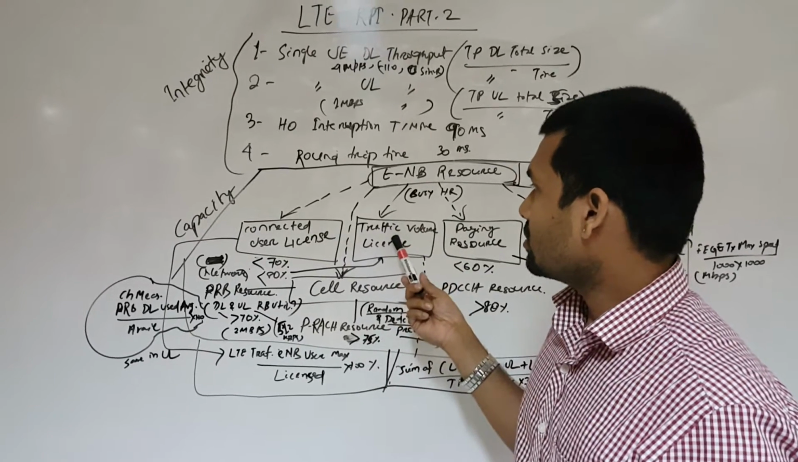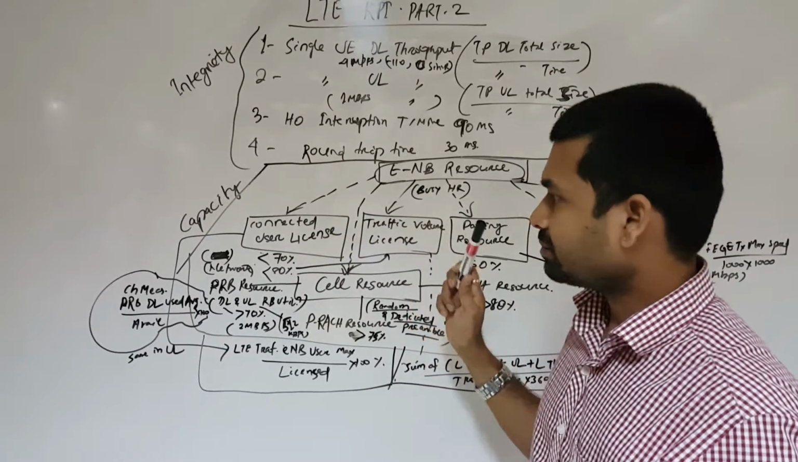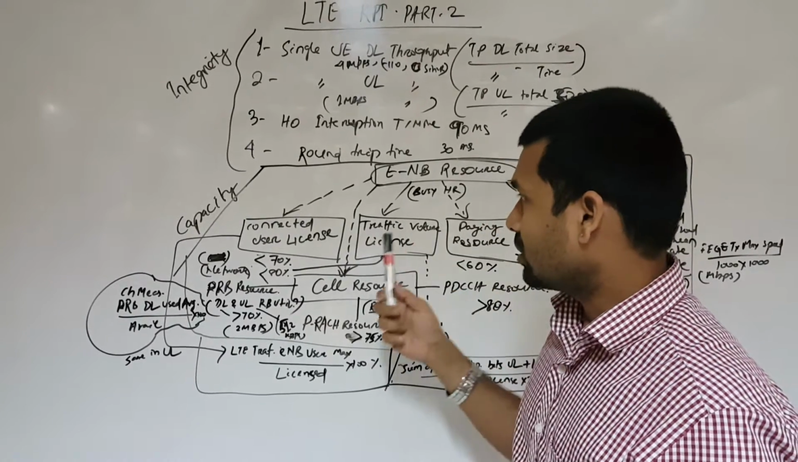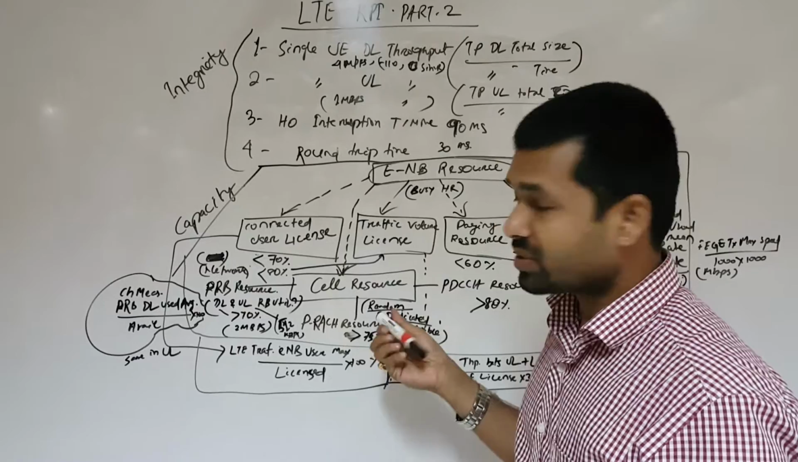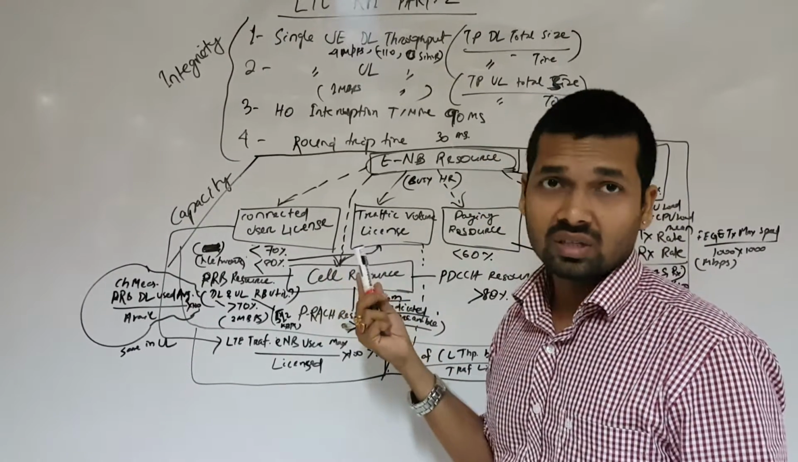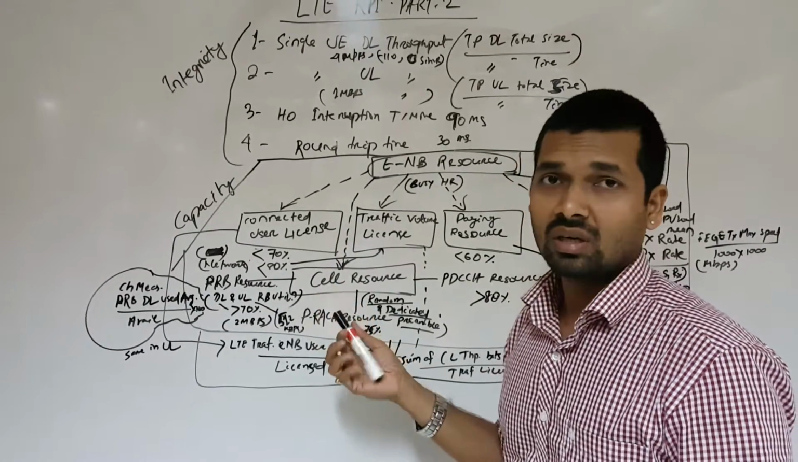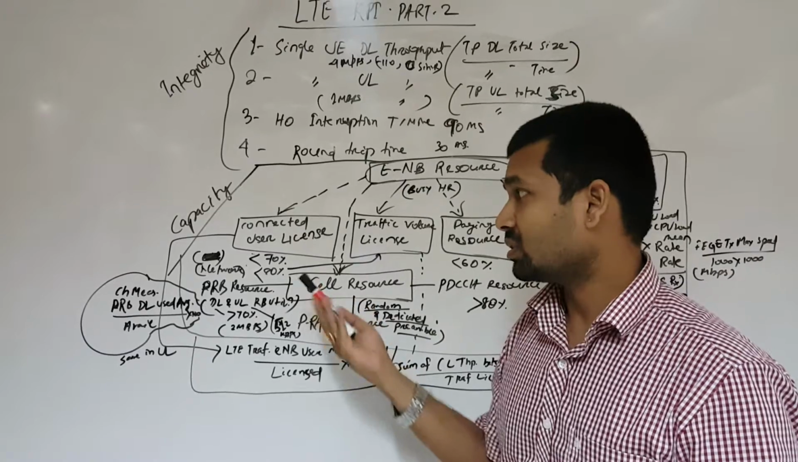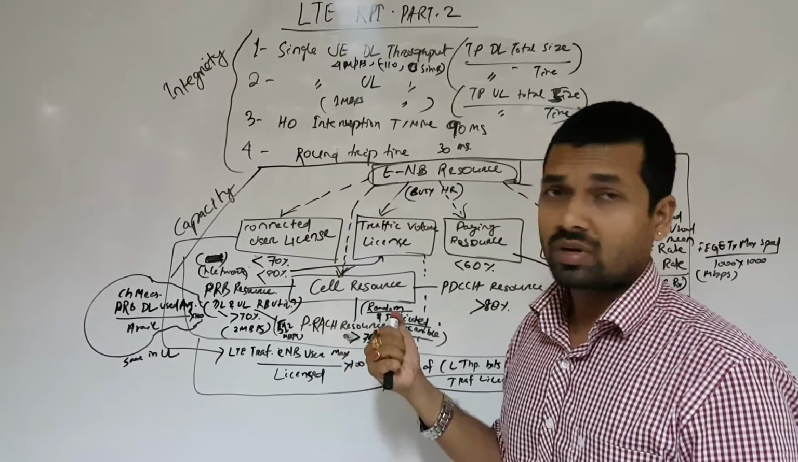Then the second one is traffic volume license. For that also we have a license. The connected user threshold should be 70%. If greater than 70% connected users are there in the network, that is an alarm for us. We should start monitoring and communicating this to the customer, and we can take the next course of action.